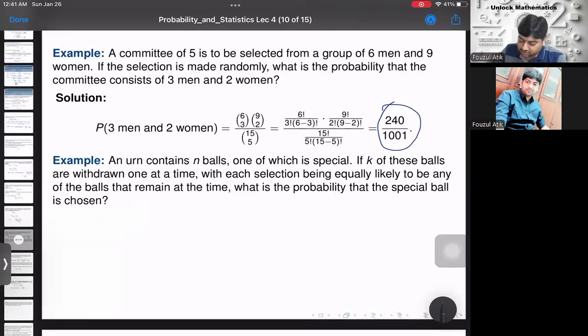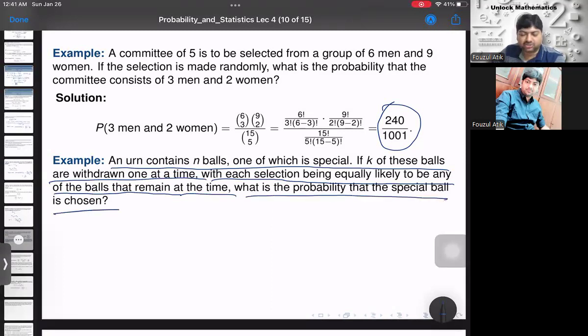Now I have another good example. Read this example. An urn contains n balls, one of which is a special one. If k of these balls are withdrawn one at a time, with each selection being equally likely to be any of the balls that remain at the time, what is the probability that the special ball is chosen? Very interesting problem. Think of this example.